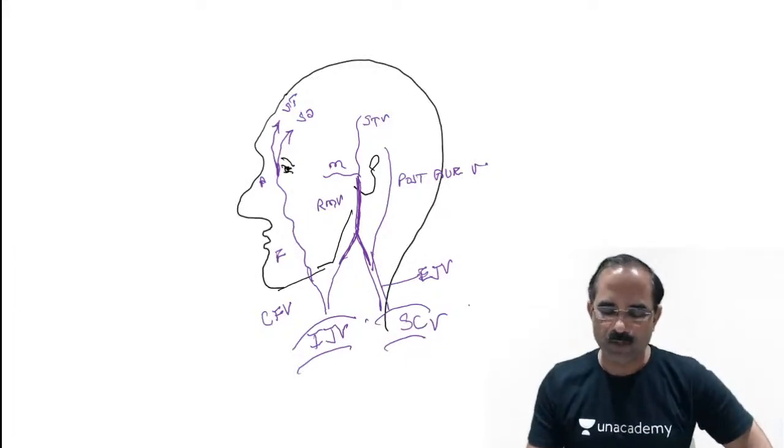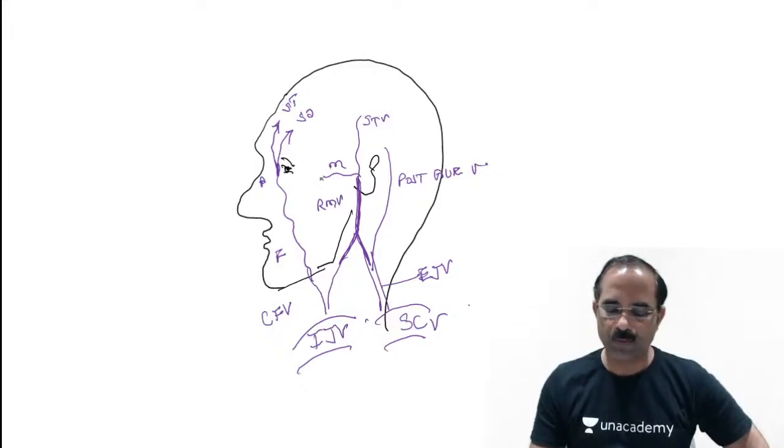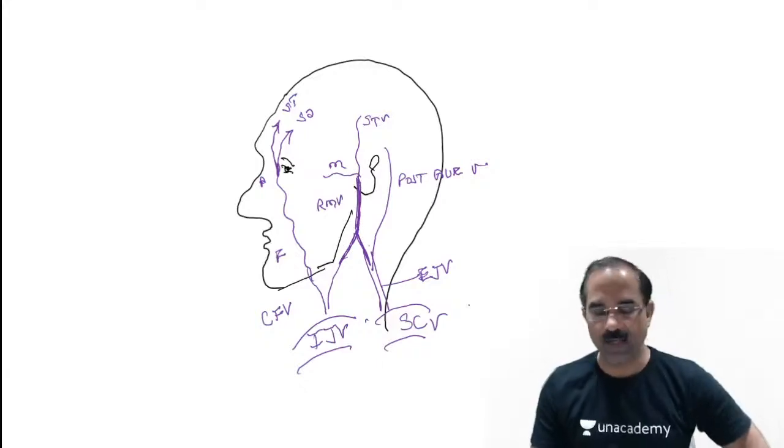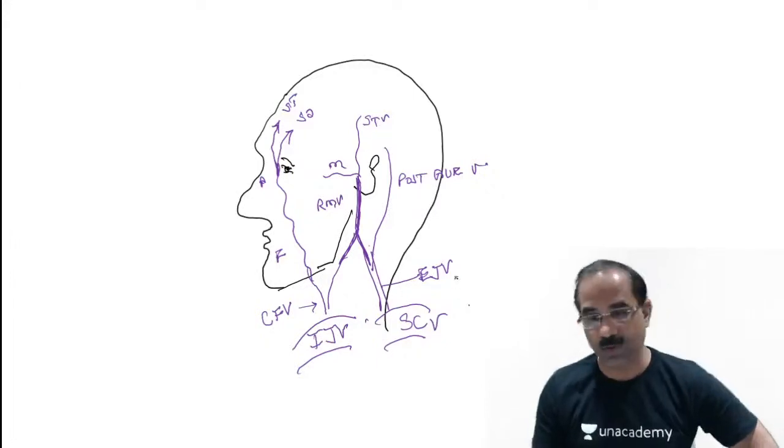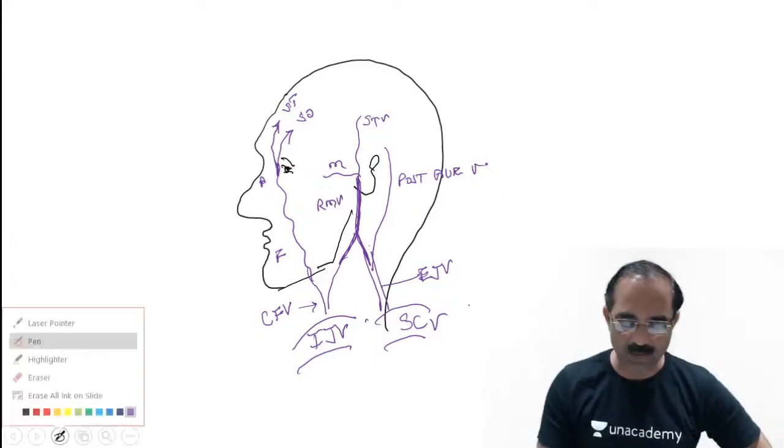Okay, so that's supraorbital, supratrochlear, that's angular vein, that is facial vein. This is superficial temporal, that's maxillary, that's retromandibular, anterior and posterior divisions. Anterior division of retromandibular joins with facial to form the common facial vein, and this common facial vein drains into the internal jugular vein. Posterior division joins with posterior auricular vein, forms the external jugular vein that drains into the subclavian vein.